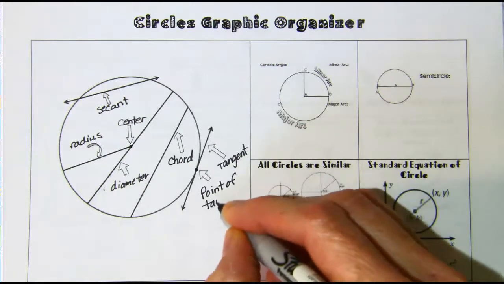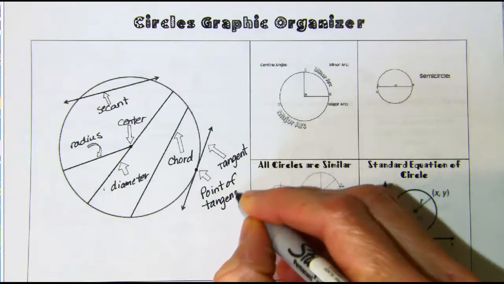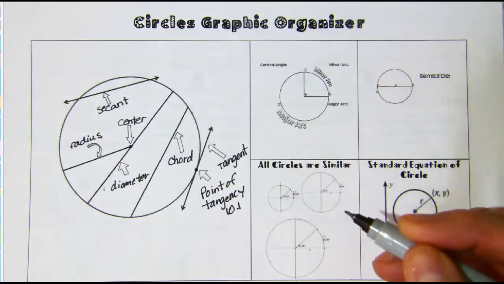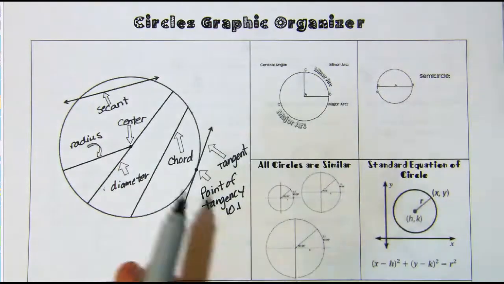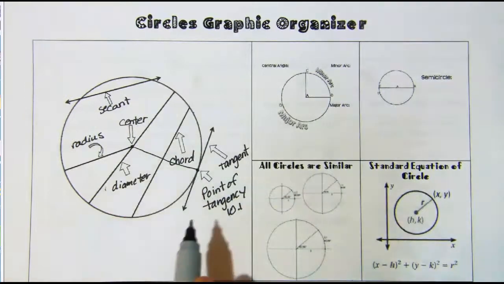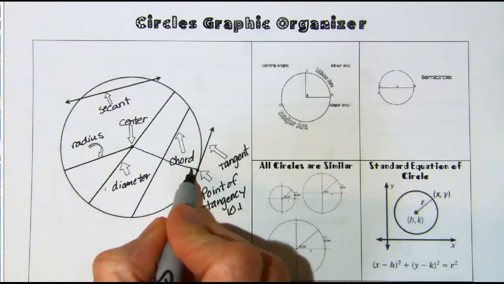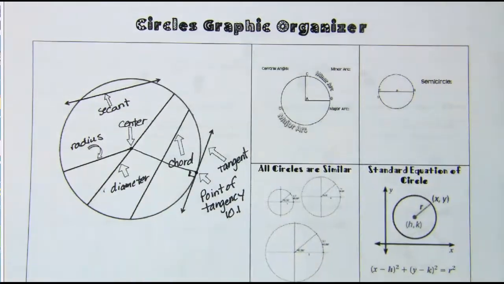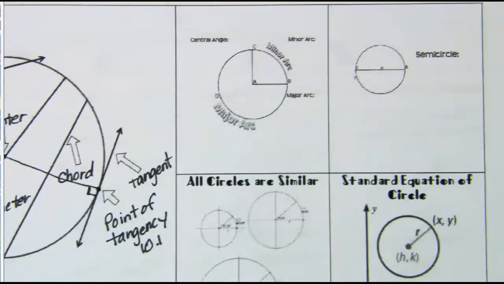Now, something special happens at the point of tangency, and we learned that in 10.1. And what happens there is if the center is connected to the point of tangency, it's going to be a right angle. So, moving on and looking at a couple of other little things here.